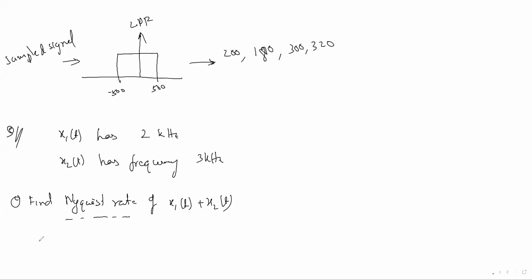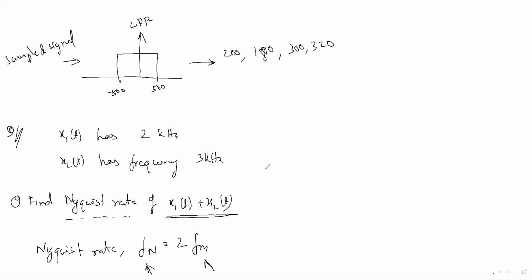First of all, you should know what the Nyquist rate is. The Nyquist rate is the minimum sampling rate at which we can convert a signal to a sampled signal and also reconstruct the original signal back. The Nyquist rate is given as twice fm, where fm is the maximum frequency present in the signal. So we have to find the maximum frequency present in the signal x1t plus x2t.